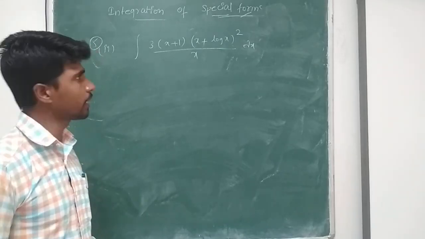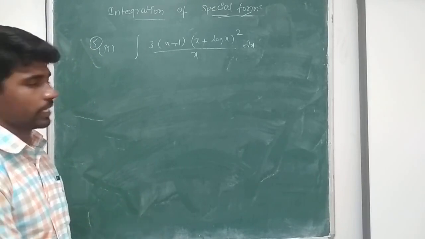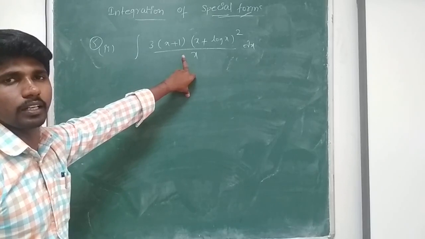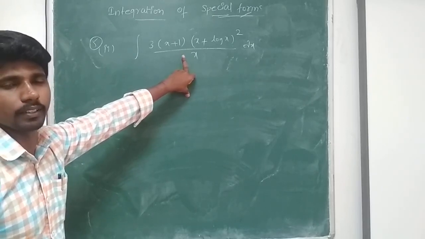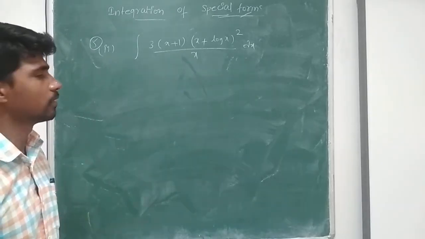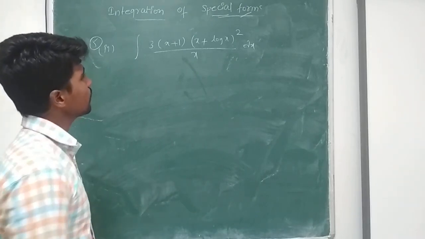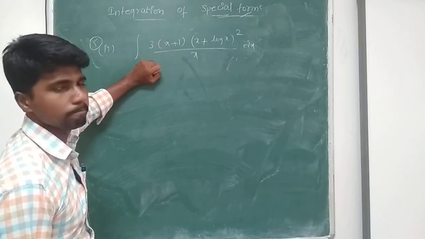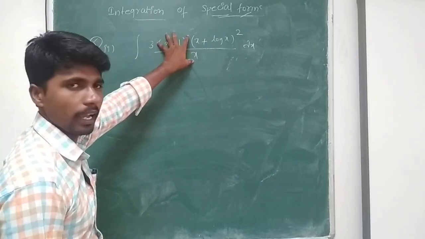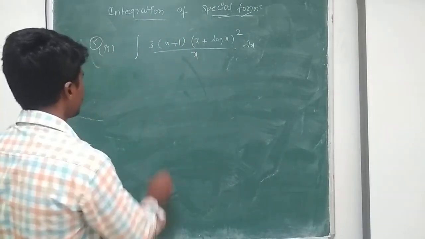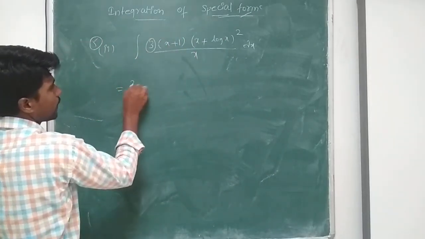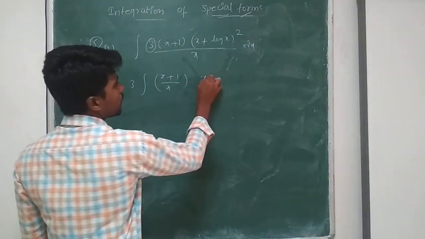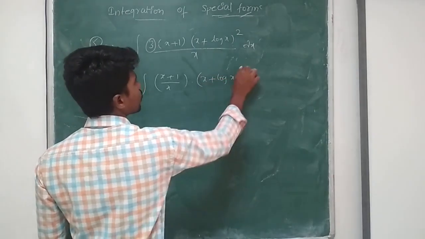I have to check whether it is in the first form or the second. So I have denominator x. We haven't learnt up to f of x by g of x forms, right? Integral u by d comes under partitions, right? Here 3 into x plus 1 by x. So I take this particular part as one and this as the next. 3 is a constant, I can take it outside. Integral x plus 1 by x into x plus log x whole square.